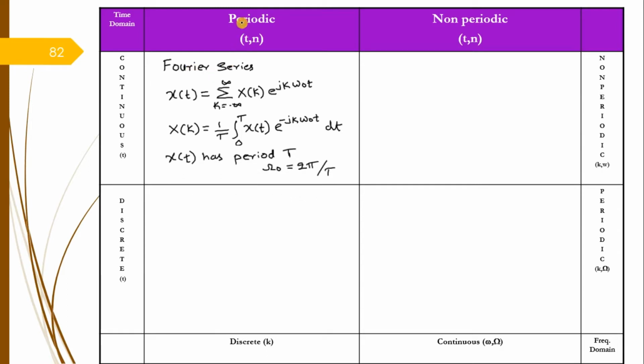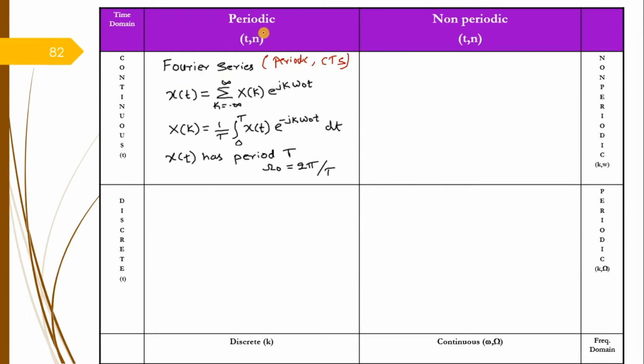The very first thing you can see is that across the first column I have periodic, so here I'll be listing the periodic signals, and across the first row I have continuous time. In the second column I have non-periodic, and in the second row I have discrete. So if it is a periodic, continuous time signal, I should apply the Fourier series.